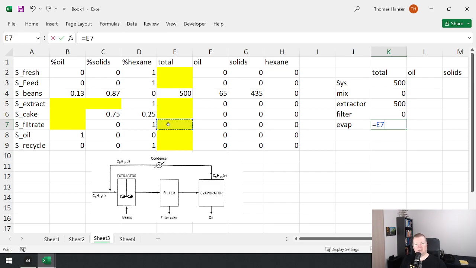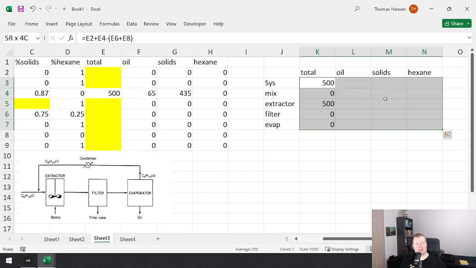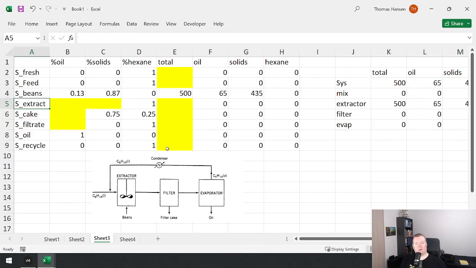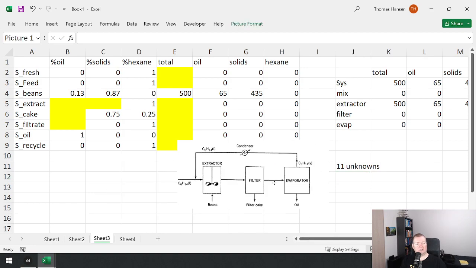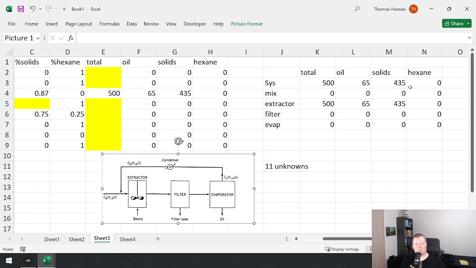For my evaporator, I have my filtrate entering, and I have my oil and my recycle stream exiting. And these I can fill to the right. So before we go over there, how many unknowns do we have? 1, 2, 3, 4, 5, 6, 7, 8, 9, 10, 11. So I count 11 unknowns. And then we need to look at how many different equations we can use.